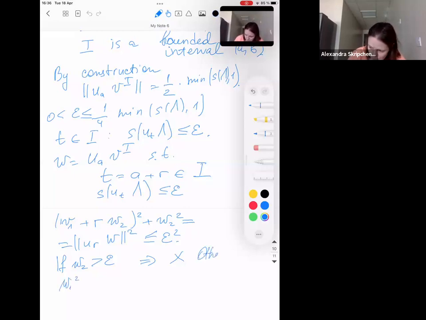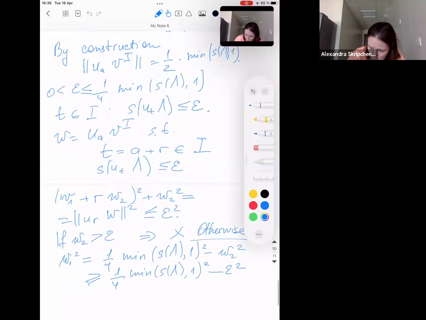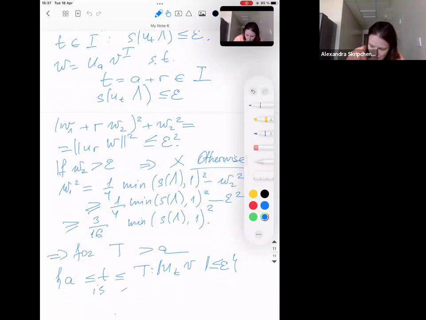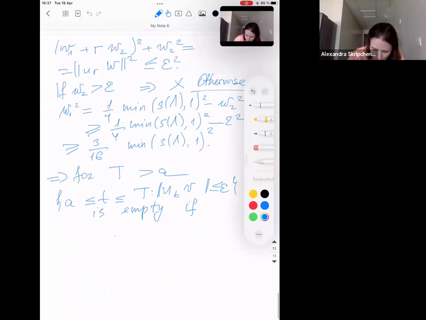And then, so let's say otherwise. That w1 squared is 1/4 of this minimum minus w2 squared. So it's greater or equal than the same thing minus epsilon squared, because we said otherwise. So this should be not smaller than the corresponding minimum, because we put some condition on our epsilon. And therefore, for t greater than a, the set of t where the norm of u_t v is smaller or equal than epsilon is empty if t is smaller than the corresponding thing.